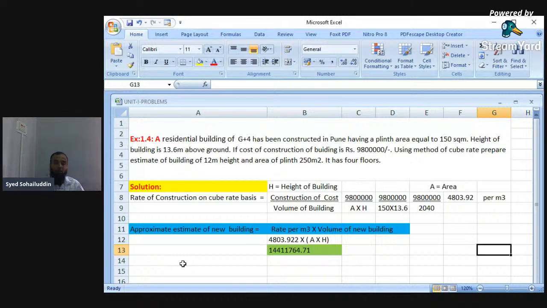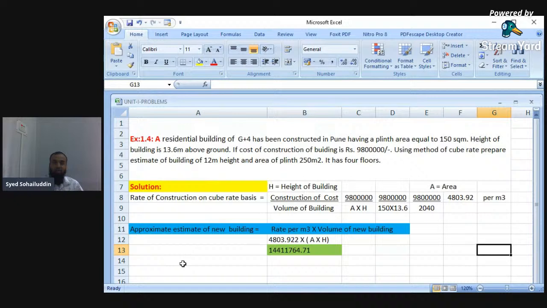So here, the rate of construction on a cubic rate basis, again in the same way we can find out. Construction cost is given as 98 lakhs divided by the volume of the building. Here we are considering volume. Why? Because the cubic content method has been used. So in plinth area we consider area, and in cubic content we consider the volume. So 98 lakhs divided by area into height. Area is given directly, 150, multiplied by the height of that building, which is given as 13.6.